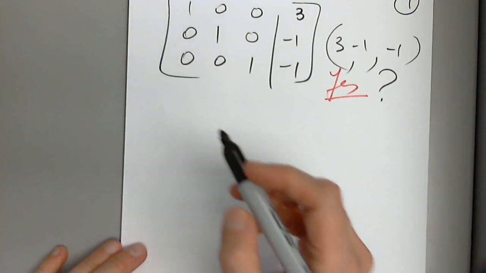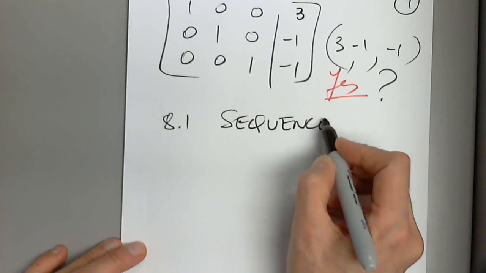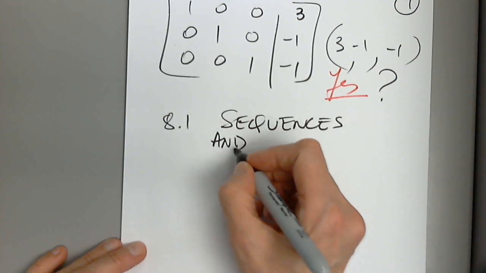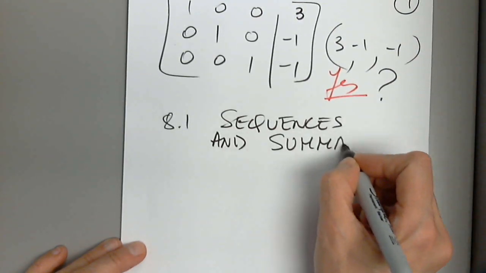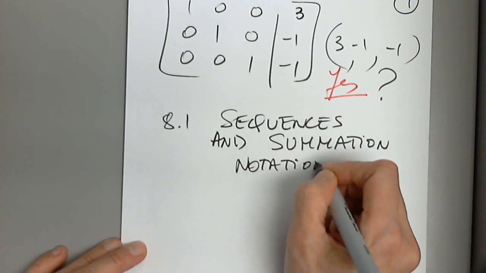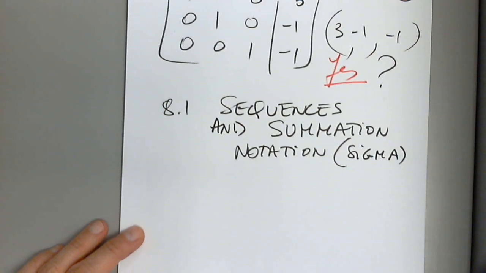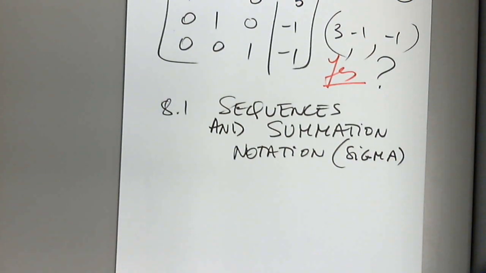Material after this. 8.1 Sequences and summation notation, also called sigma notation. Sequences and summation notation, also called sigma notation.